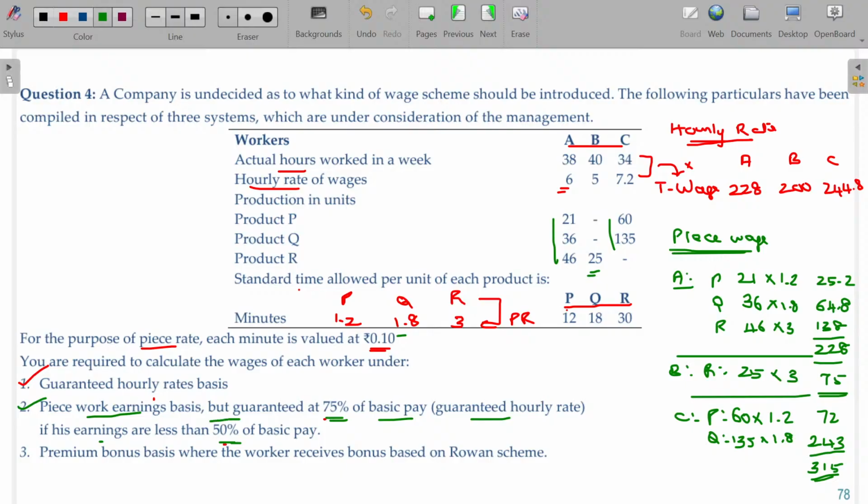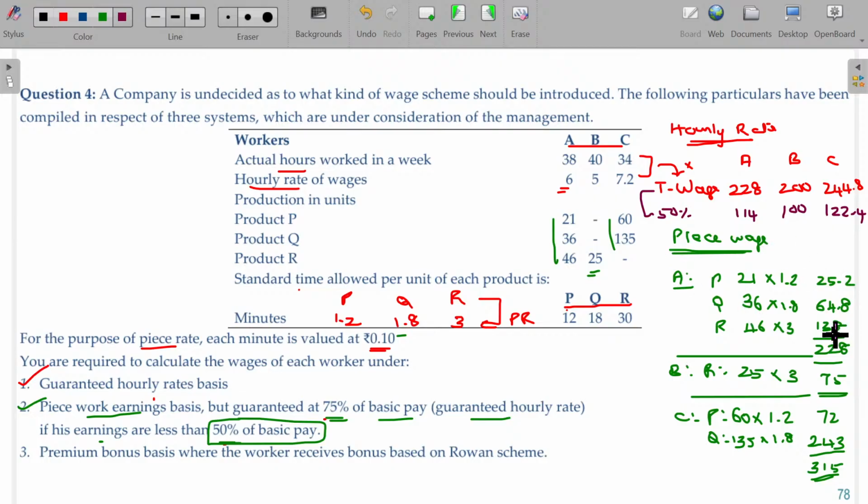Remember that if his earnings are less than 50% of the basic pay, I'll just calculate 50% of this basic pay. How much? 140 for B, 100 for C, 122.8, 122.4. This is the 50% of the basic wages. And these 3 workers A, B, C are guaranteed a minimum of 75% of the basic pay if their earning falls less than 50% of the basic pay.